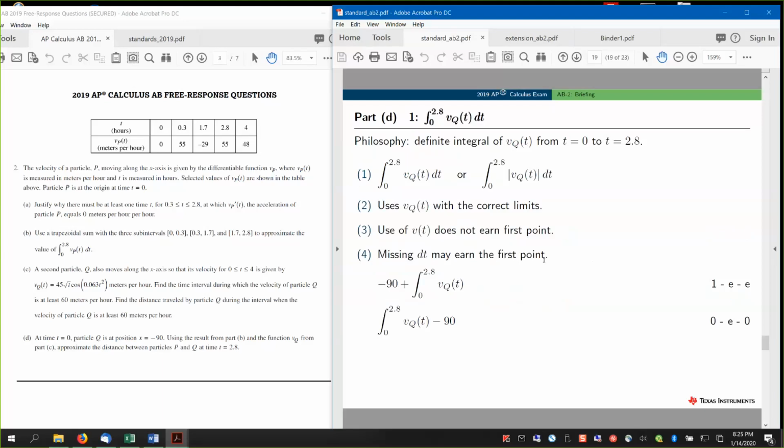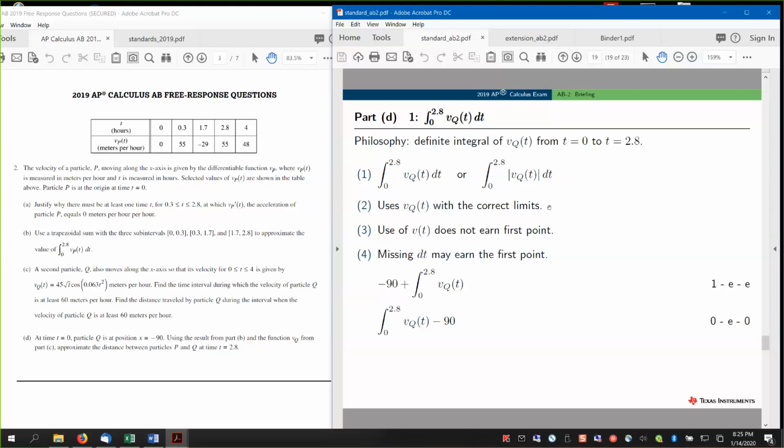Wow. All right, the first point in part D was for presenting the definite integral of v sub Q from 0 to 2.8. So that means the student has to know that this definite integral was necessary as part of the expression for the position of the particle Q. Now, again, the absolute value symbol isn't necessary here since v sub Q is positive over this interval. So we want to see the student use v sub Q of t with the correct limits.